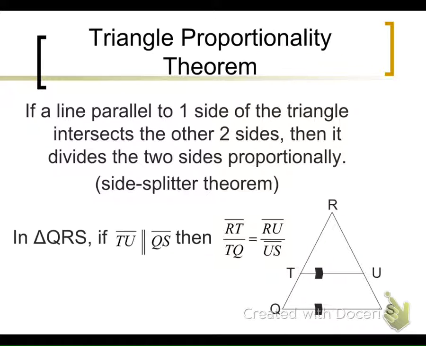This is the triangle proportionality theorem. If a line parallel to two sides of the triangle intersects the other two sides, then it divides the two sides proportionally. You see here that these little weird marks are supposed to be those arrows to tell you that they're parallel. I'm going to highlight the equation there.